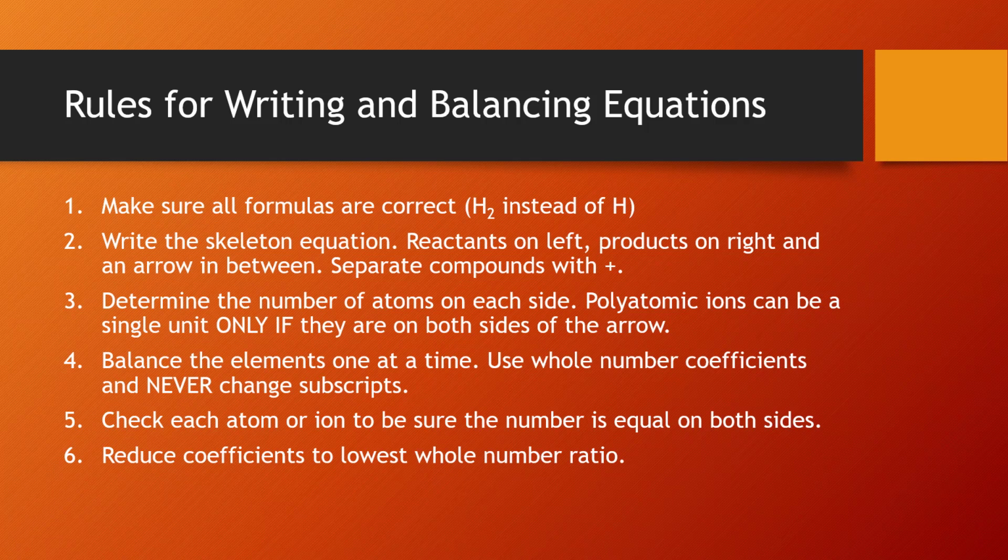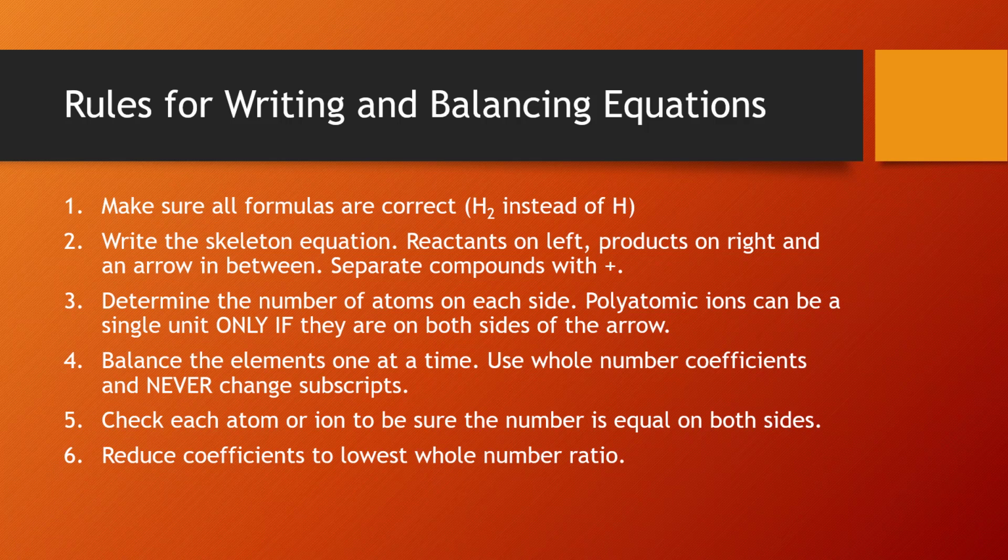Determine the number of atoms on each side. Remember that polyatomic ions can be treated as a single unit only if they are going to be on both sides of the arrow. So if your ammonia stays on both sides of the arrow, then that's going to be a single unit. Then you balance the elements one at a time. Use whole number coefficients and never change the subscripts. So don't turn that H2 into H3 just because it would balance better. No, that would be a highly unstable and downright dangerous thing to do.